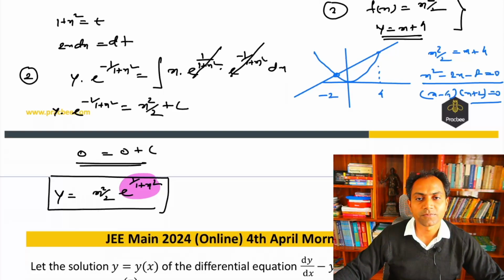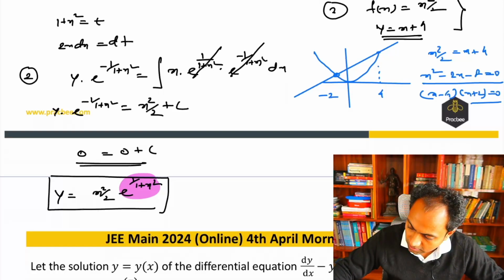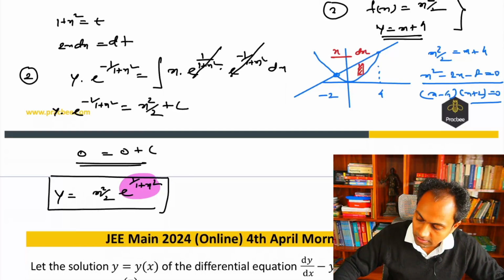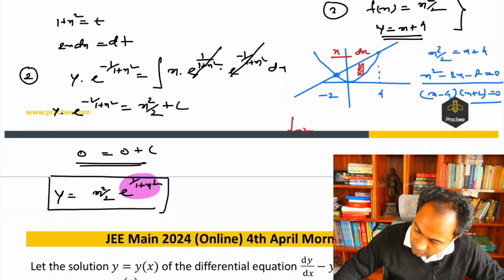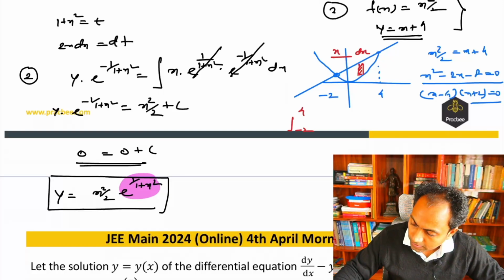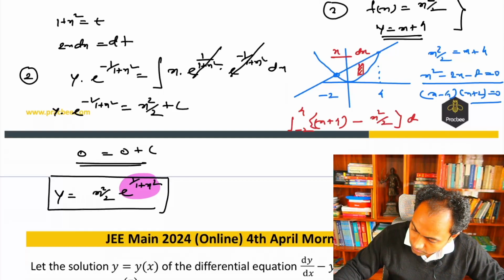Once we have this much information, now you can take a small element at a distance x, of width dx, and integrate this. So the integration comes out to be from minus 2 to 4 of y2 minus y1. y2 is that of the line, so that will become x plus 4. And from this I will subtract my curve, that is x square by 2, and get the answer.